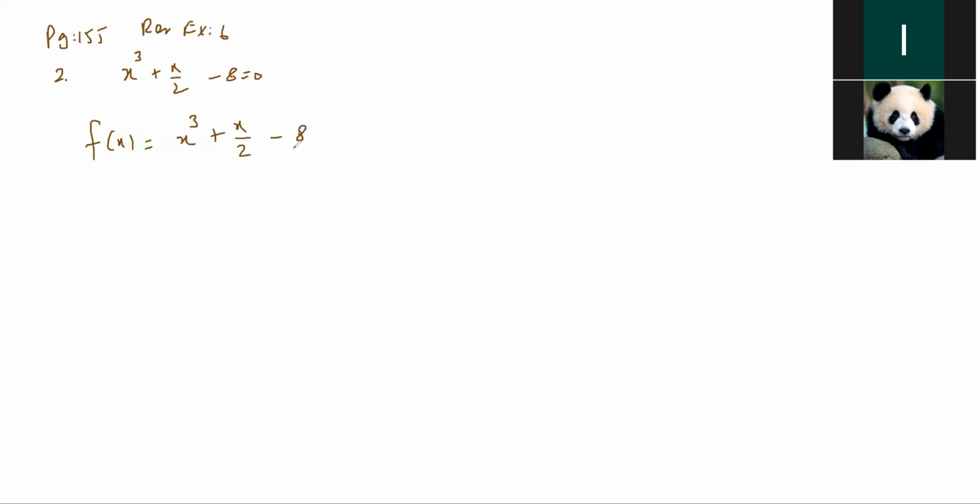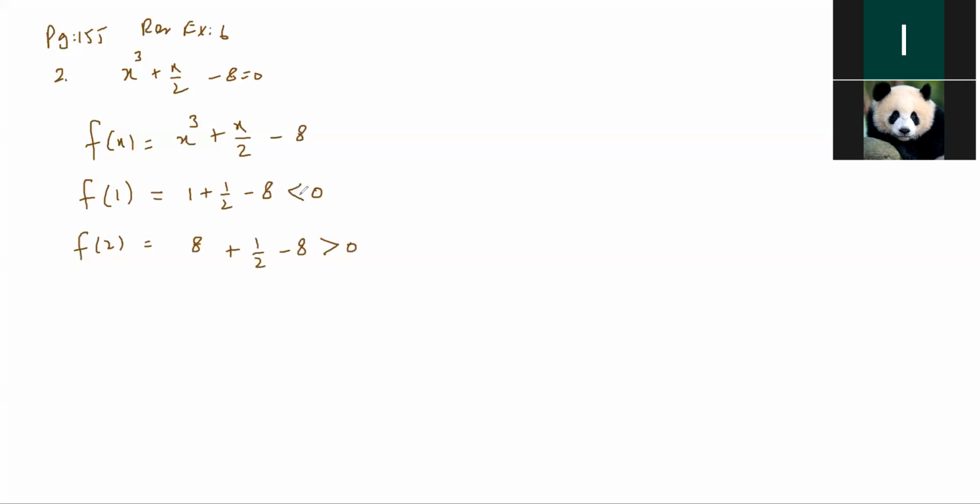Sir, so we will do hit and trial. Yeah, you will do that hit and trial and you will see that this has to be consecutive integers. So I'll just be trying the positive integers here, okay? It says 1 plus 1 over 2 minus 8. So this is a negative value here. Then I'll try f of 2. That is 8 plus half. So this is a positive value.